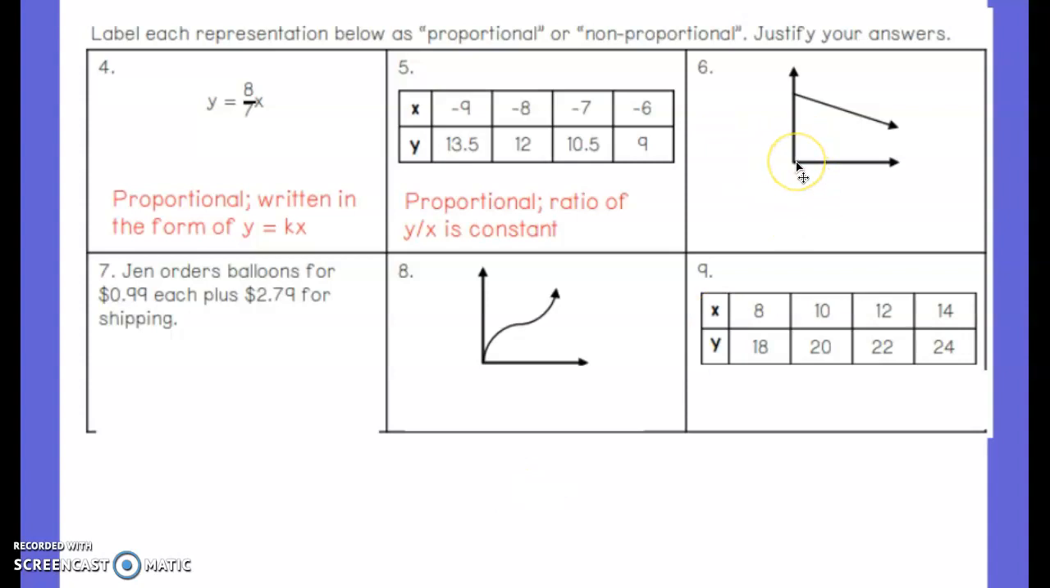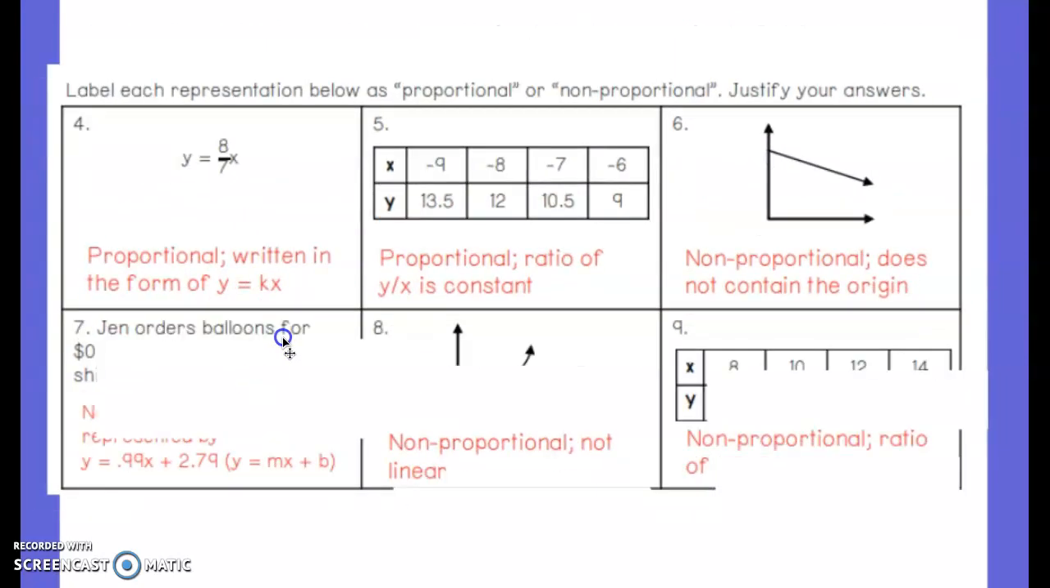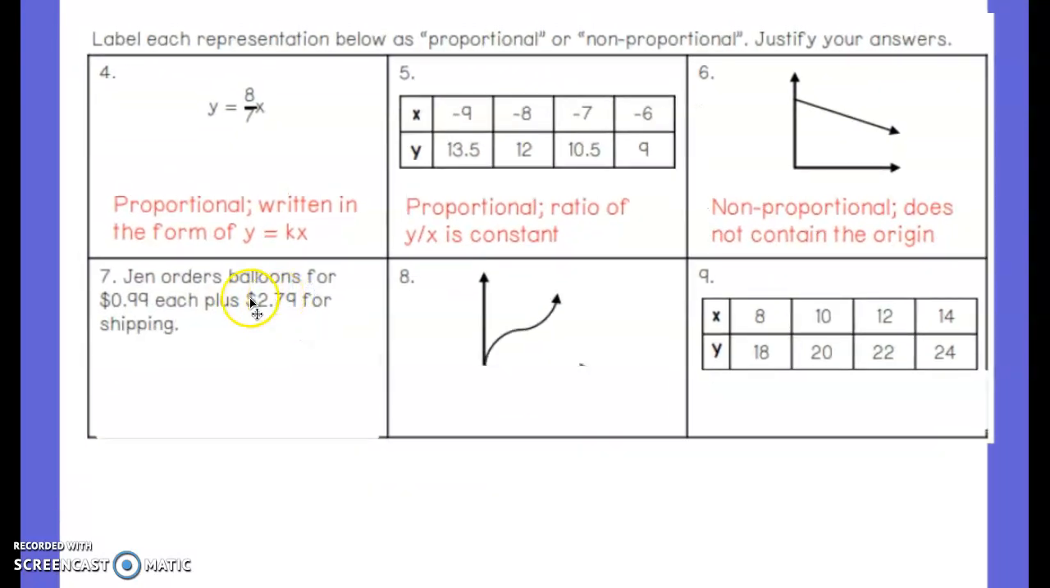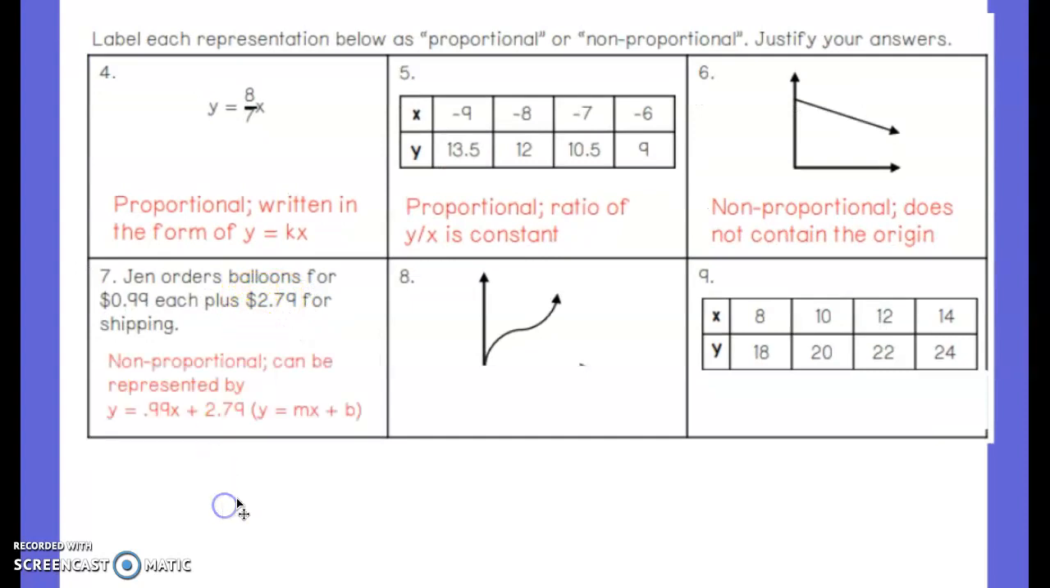For number 6, it is a straight line, but it doesn't go through the origin, which means it's not a proportional relationship. For number 7, Jen orders balloons for 99 cents each plus $2.79 for shipping, which is going to make it a non-proportional relationship because of the plus. For number 8, it goes through the origin, but it's not a straight line, so not proportional.